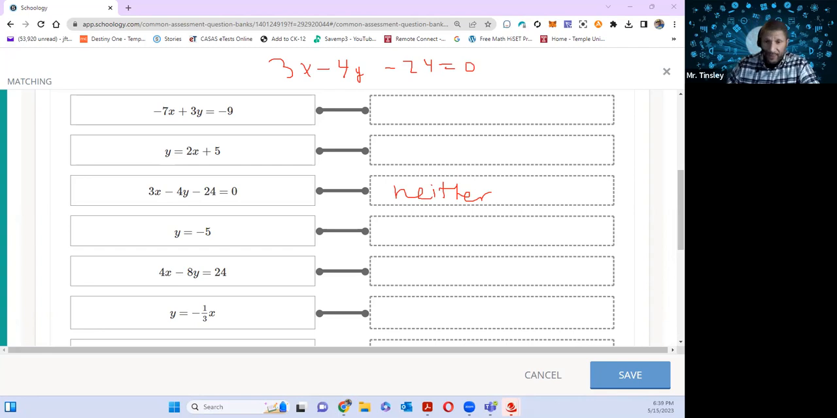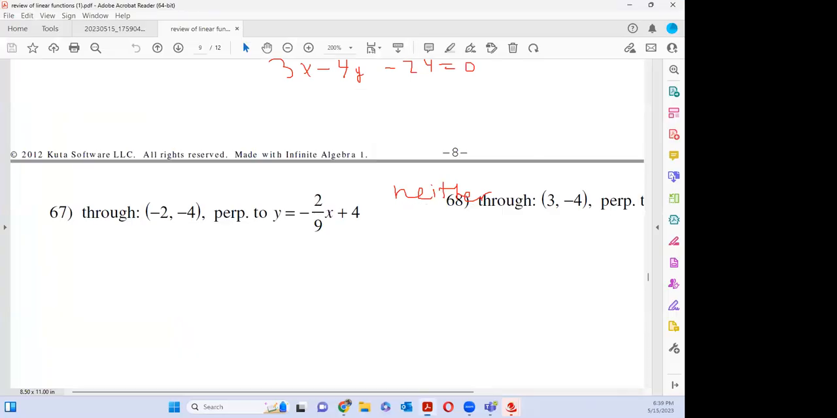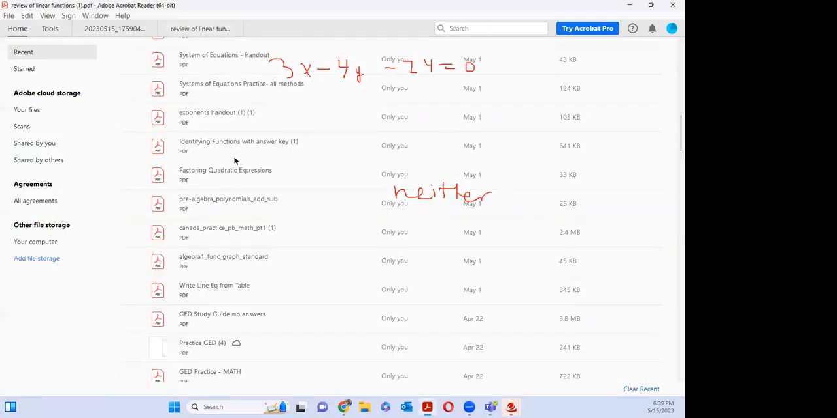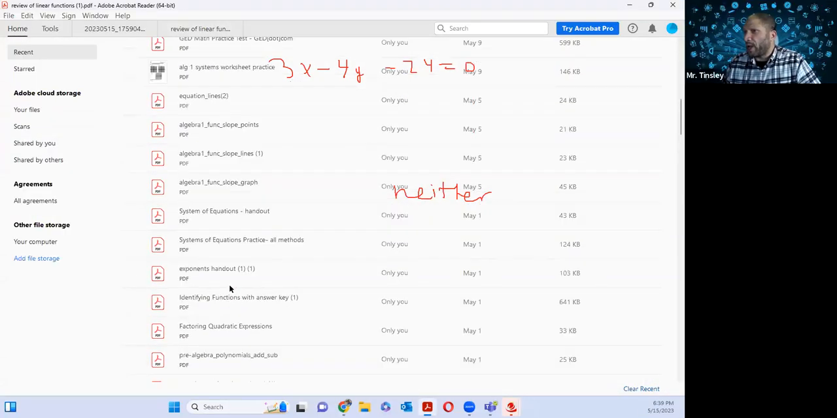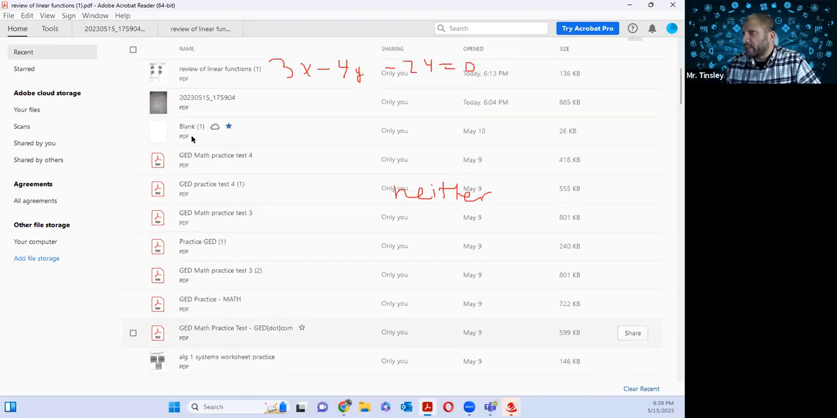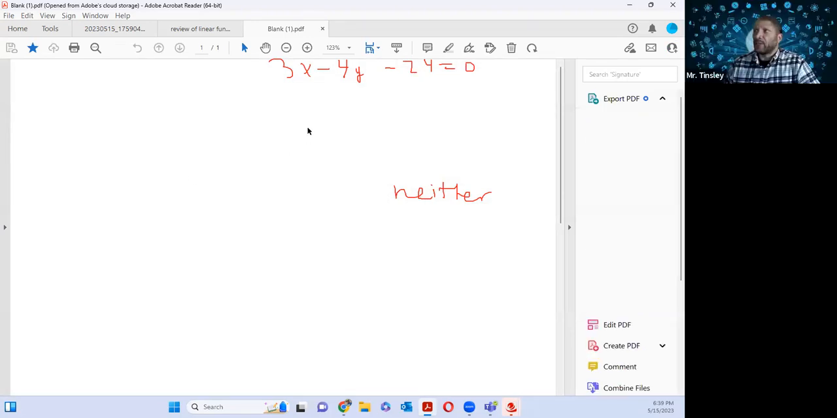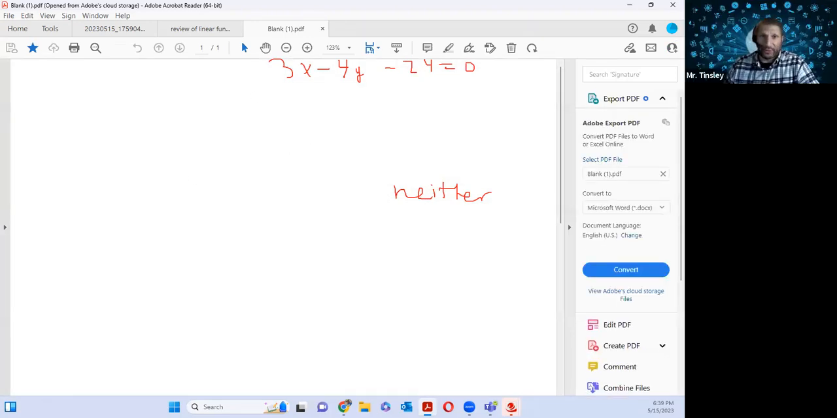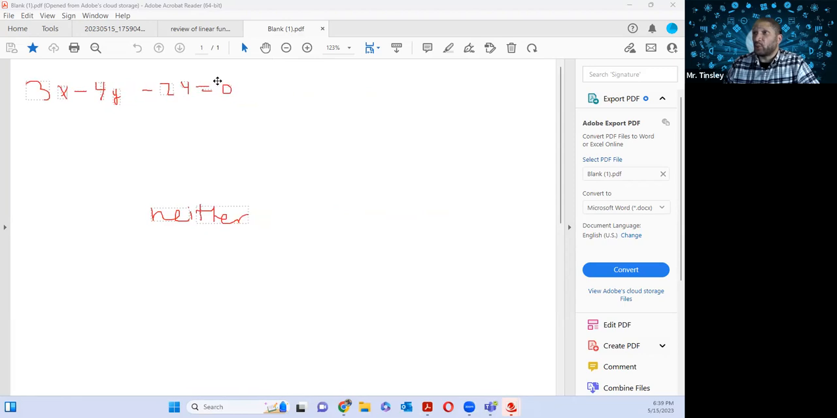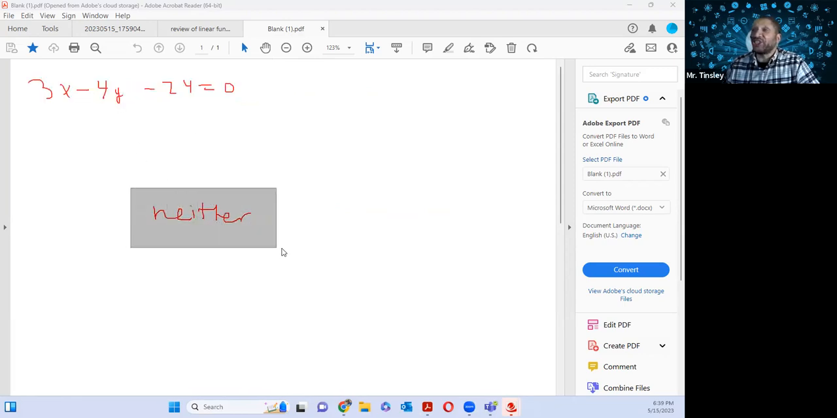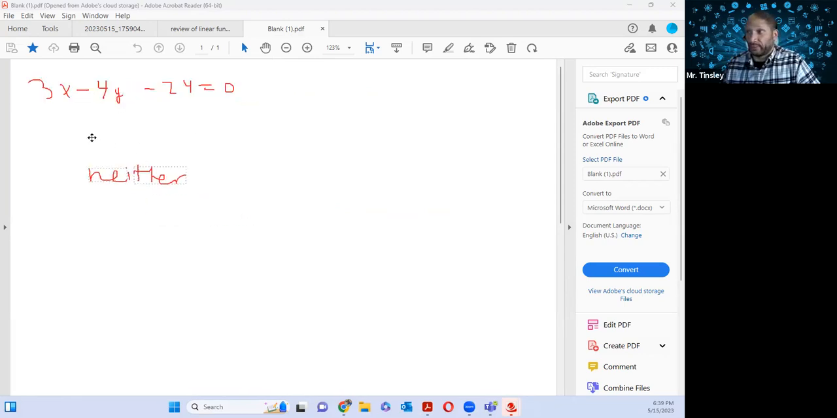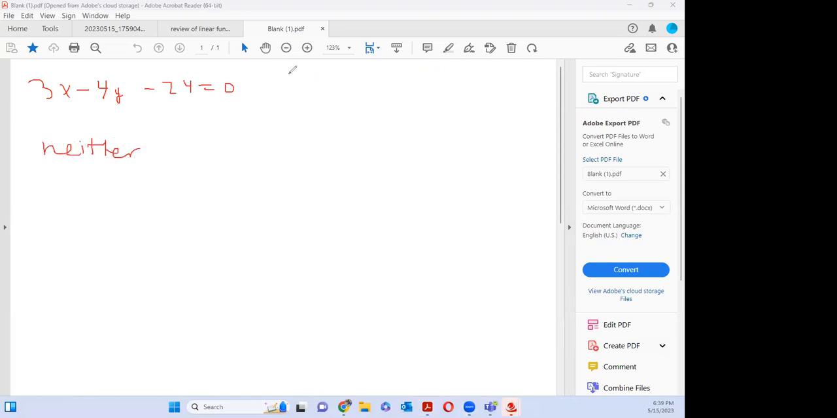So matter of fact, let me go to Adobe real quick and go to a blank page, because I really need you to understand, because a lot of people have problems with equations like this. Okay, this is neither slope-intercept form or standard form. But this is what you must realize. I can change it to either one.